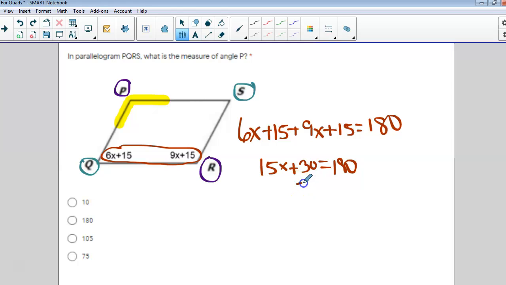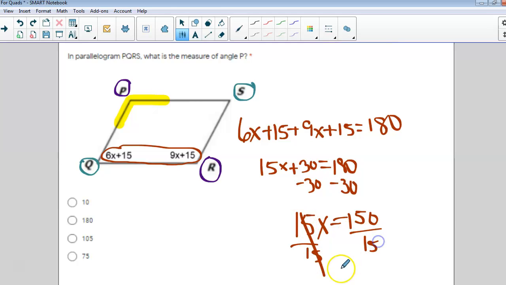From here, I can subtract 30 from both sides, and I'm going to end up with 15x is equal to 150. To get x all alone, I'm going to divide by the 15 in front of my x. And so that gets me 150 divided by 15, so x will be equal to 10.